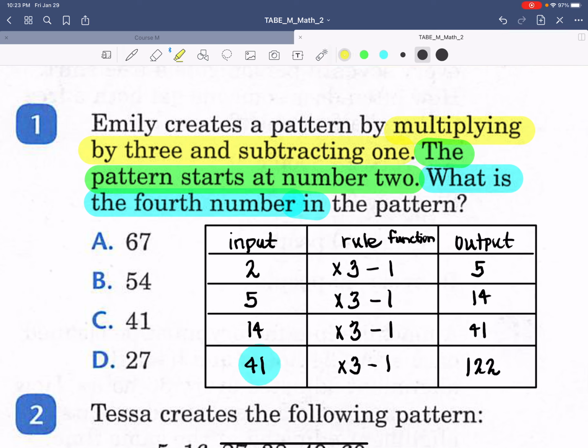So here is the rule. That's the yellow part that I highlighted. Here is the first input. That's where the pattern starts. So you can see the pieces of that word problem in this table. And the answer that I'm looking for, the fourth number, is 41. So go ahead and mark that one as your answer choice. Number 1 is C.